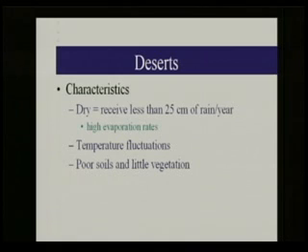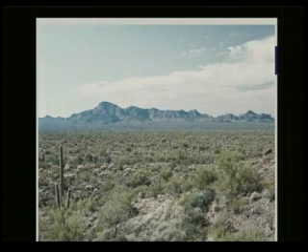Deserts tend to have very poor soils and little vegetation. This is Organ Pipe National Monument in Arizona. Specialized desert vegetation tends to be widely spaced. It tends to be sparse. It's characterized by slow growth. There's not a lot of moisture available.